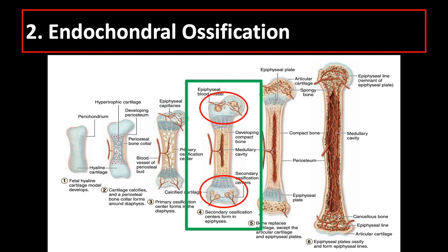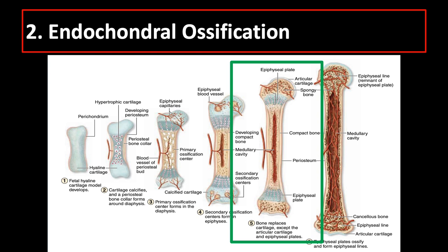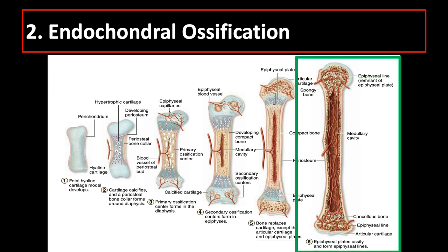Calcified cartilage begins to form in the epiphysis. A medullary cavity begins to form in the center of the diaphysis. Secondary ossification centers form in the epiphyses of the long bones. The original cartilage model is almost completely ossified. An ossified cartilage becomes the epiphyseal plate and the articular cartilage. And in a mature bone, the epiphyseal plate has become the epiphyseal line and all the cartilage in the epiphyses except the articular cartilage has become bone.